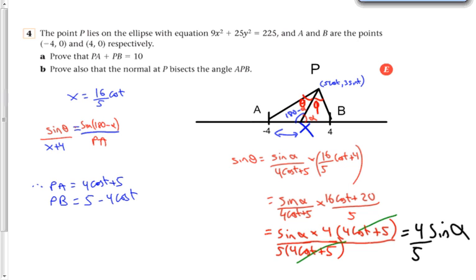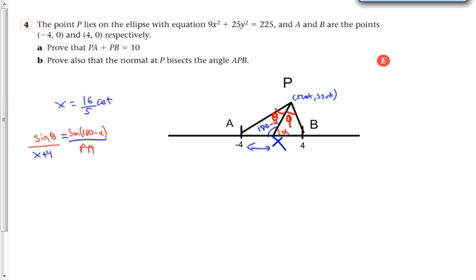All that remains is for us to show that sine of phi, using exactly the same method, will also give us 4/5 sine alpha. So from part A, we've now shown that sine theta is equal to 4/5 sine alpha. Now we're going to do the same thing for phi. Let's do that now.